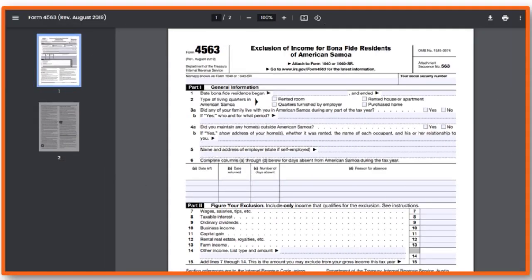I want to show you another form that you also need for Form 8812. We're speaking about Form 4563, and this is about the exclusion of income for bona fide residents of American Samoa. If this is applicable to your situation, then you really have to consider this form. Again, we're showing you this form on the screen so you have a clear idea what it looks like in case it is applicable to you.